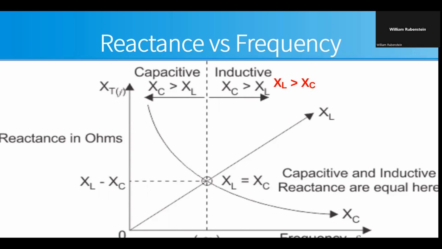So when you get past the resonant point, X of L is going to be greater than XC. I'm not sure why they did that, unless they're trying to explain that if you operate an inductor above its self-resonance, it appears to be capacitive. Another test question coming up.